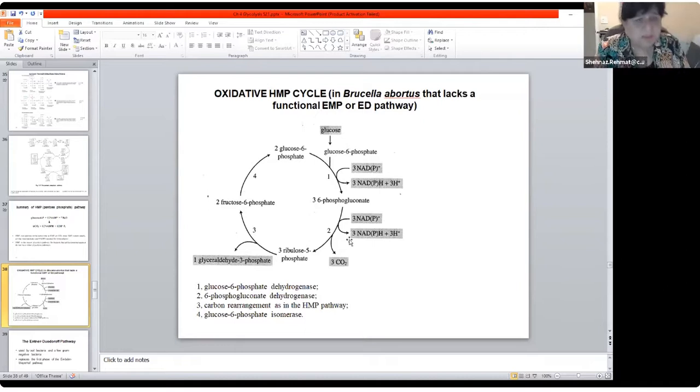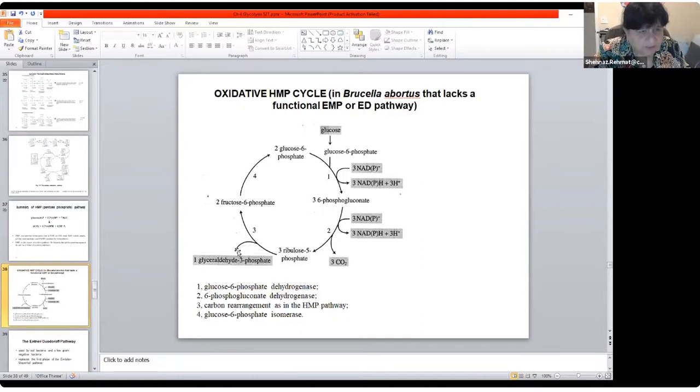This operates in Brucella abortus. Brucella abortus is a bacterium that lacks a functional EMP or ED pathway, so it has to run only on an HMP cycle. So it uses an oxidative HMP cycle. And how different it is is what we're going to look at real quickly. So glucose being converted to glucose 6-phosphate, entering into the HMP, the same step where you're creating the gluconate and then ribulose 5-phosphate. This is the same pathway HMP uses regularly.